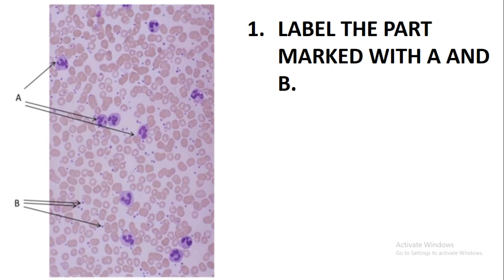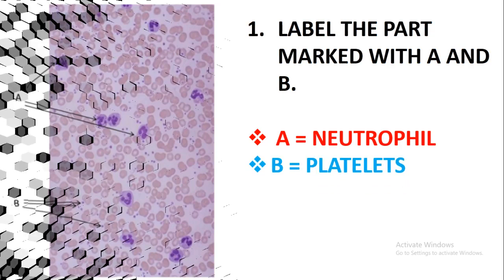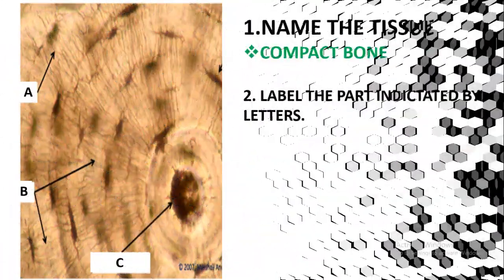If you look at the part which is marked by A, these are just multi-lobed cells, and these cells are the neutrophils. Then if you look at B, B is simply the platelets. Let's quickly move on and look at the next slide.